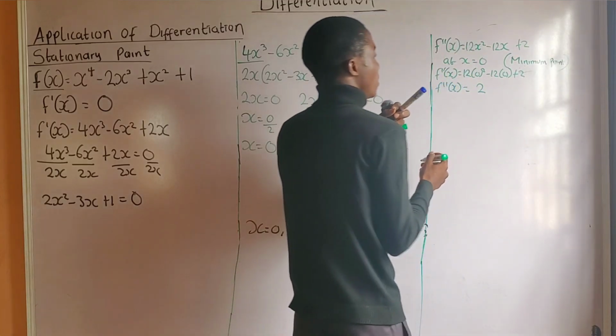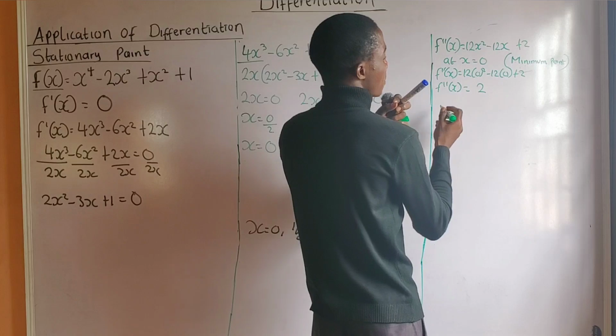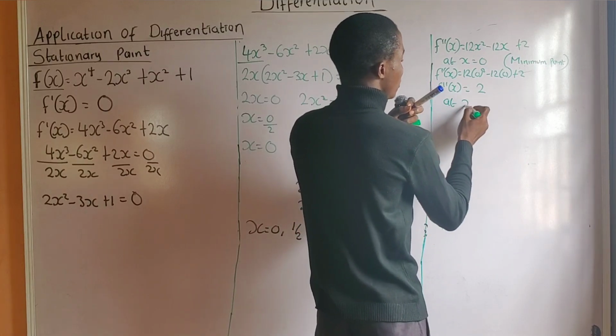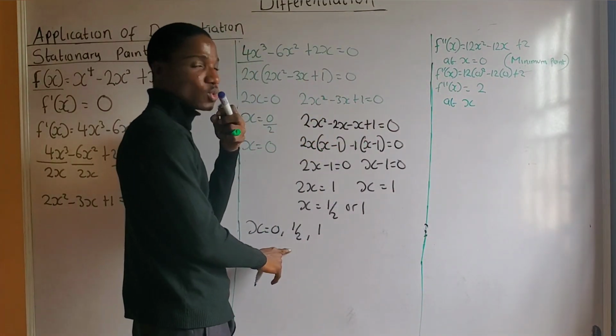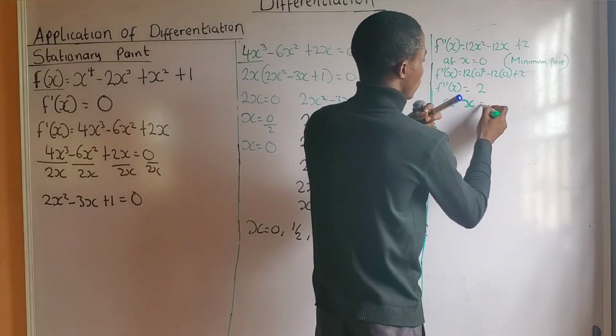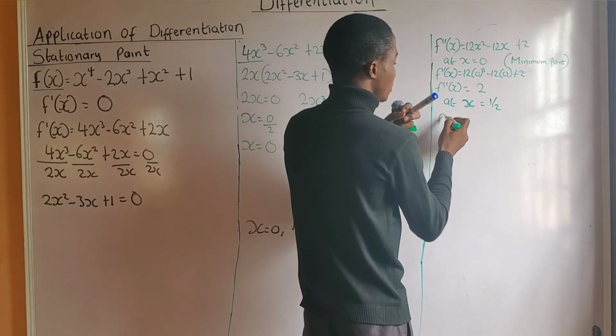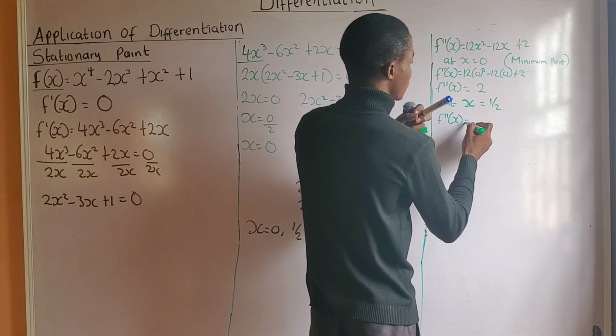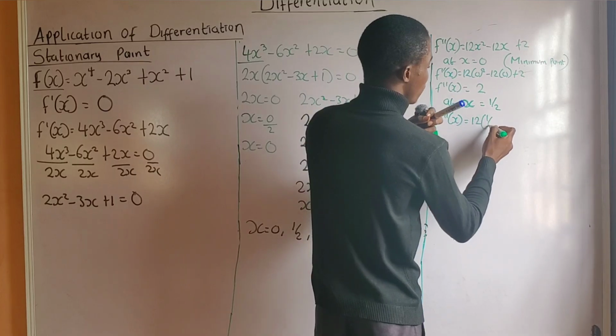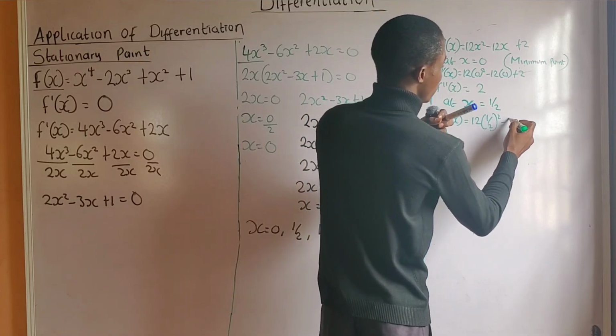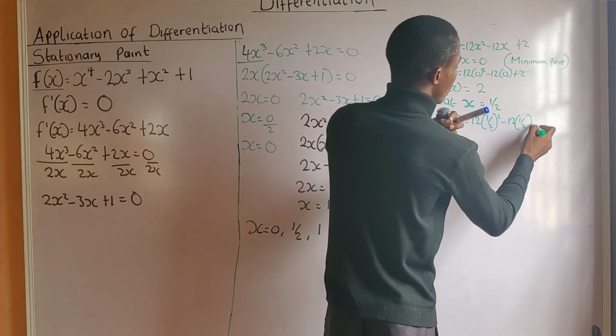Minimum, okay? Are you getting it now? At x equals 1 over 2, I'm going to have the second derivative of f of x will be 12 multiplied by 1 over 2 squared, minus 12 multiplied by 1 over 2 plus 2.